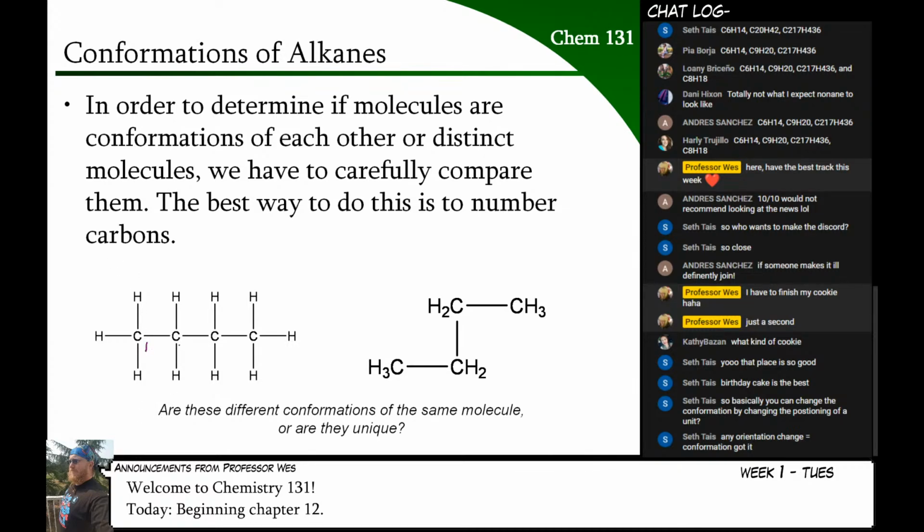So let's do that. 1, 2, 3, 4. And if I can number the carbons in the same way, then they are the same molecule, just in different conformations. If I couldn't number them the same way, they would be unique. All right, so there's my numbers. Since I numbered them the exact same way and everything touching those numbers is identical in both cases, they're the same molecule. They're conformers.